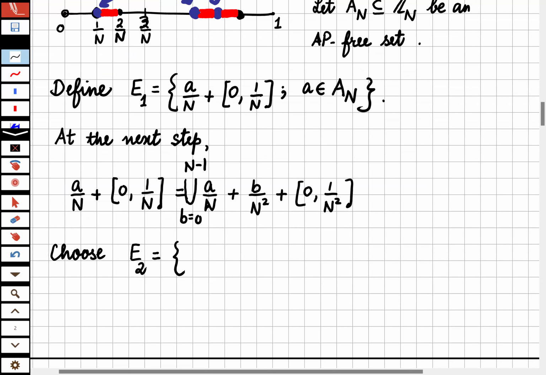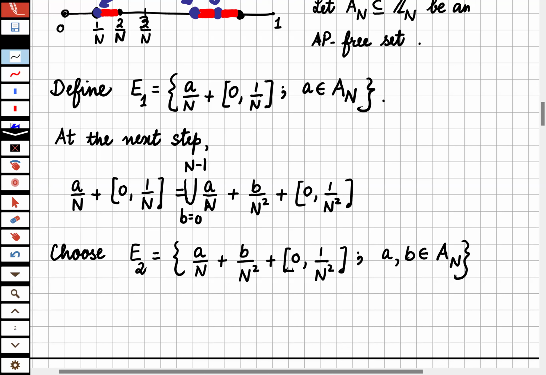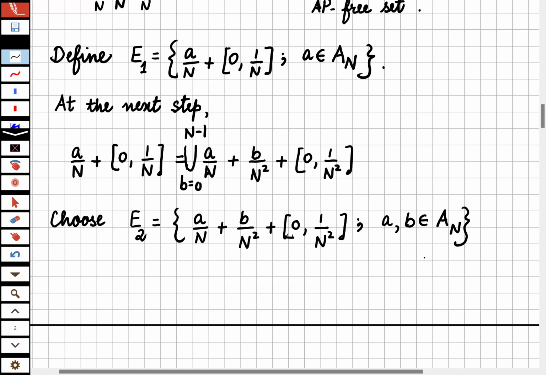to be of the form A over n plus b over n squared plus 0 to 1 over n squared. And what does this do? This, where A and B are now both in the integer avoiding set A sub n. Okay? So we continue in this fashion, and let's take my final set E, these are nested sets, is capital E, which is the intersection of all these E_n, from 1 to infinity.